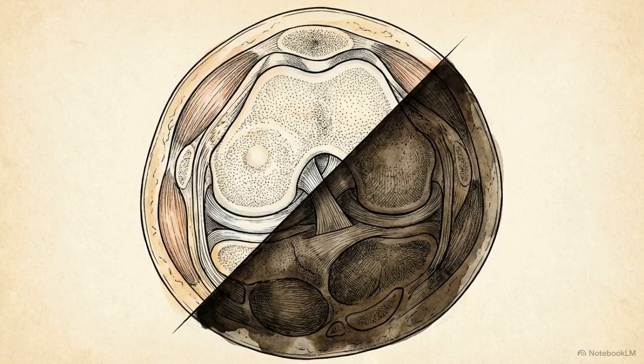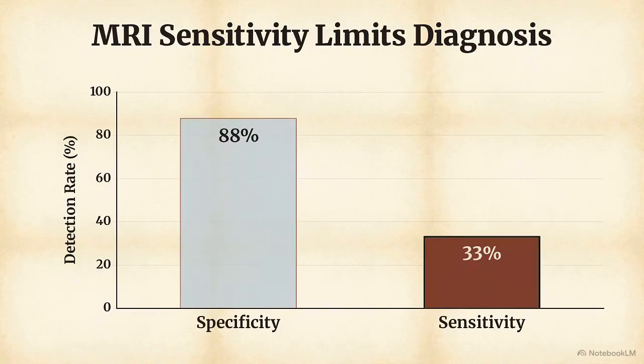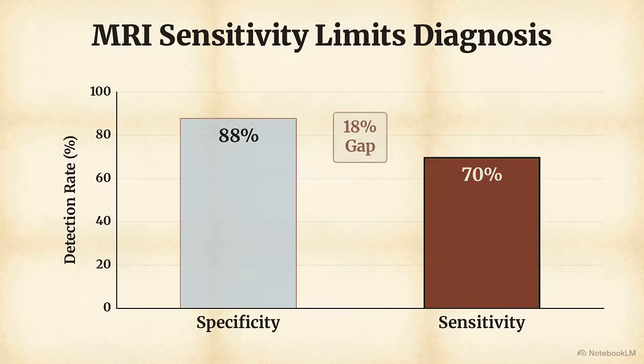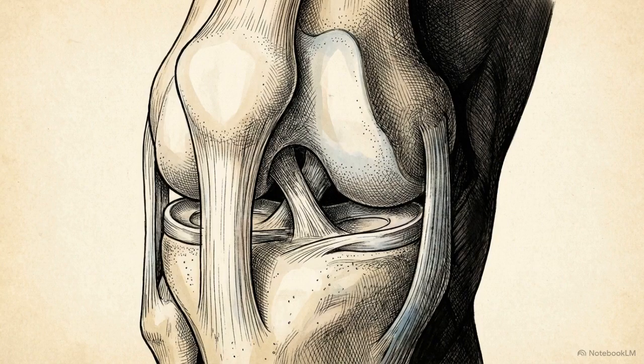This physical concealment during arthroscopy is compounded by a diagnostic paradox on MRI. While standard imaging has an 88% specificity for these lesions, its sensitivity sits at just 70%. That means nearly a third of these tears are entirely missed by standard imaging. This creates a clinical blind spot that jeopardizes the entire joint reconstruction.